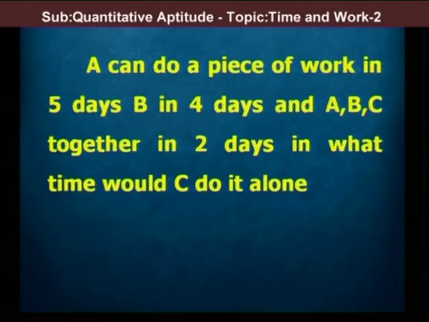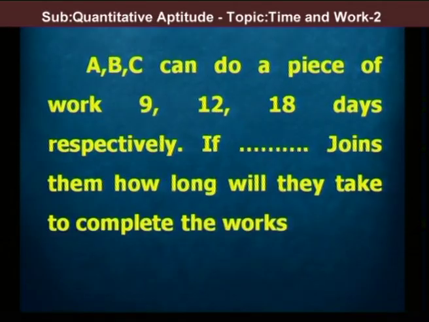The next question is A, B, C can do a piece of work in 9, 12, 18 days respectively if all joins them. Okay, the dash is nothing, so do not expect anything from that. If all join them, how long will they take to complete the work?